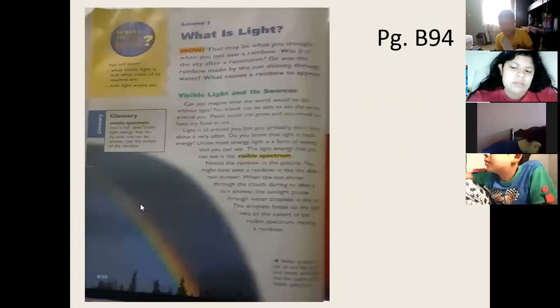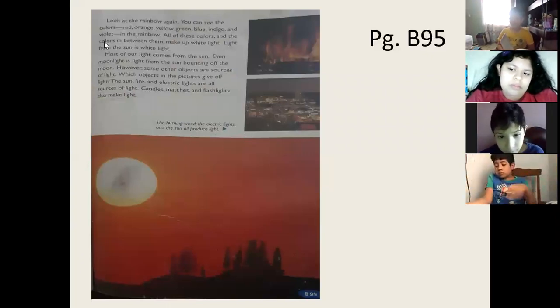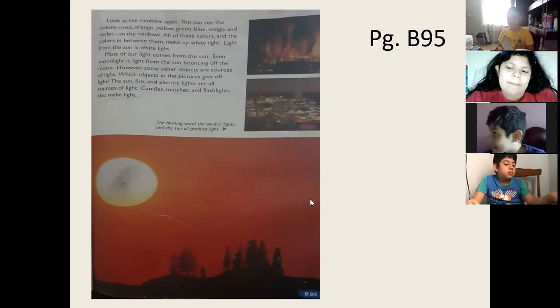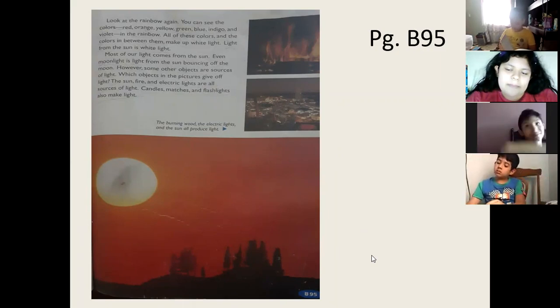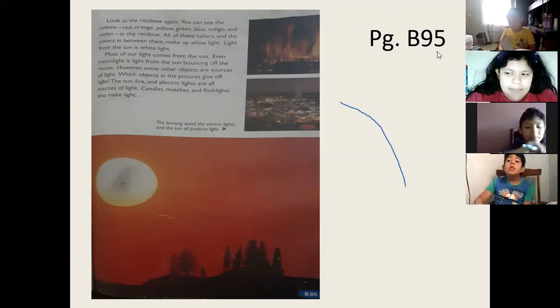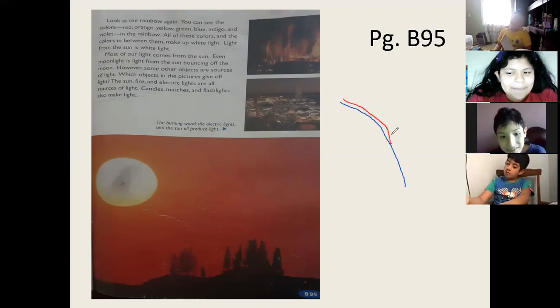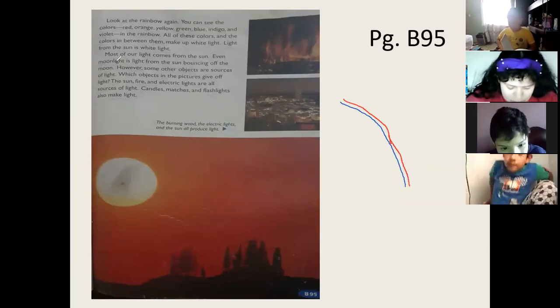Like, it says red begins here at the bottom. At the top, red, orange, yellow, green, blue, indigo, and violet. All of these colors and the colors in between them make up white light. White light, how is it? It tells us that between, for example, this is a red, this is a blue line. Let's say blue. Between the blue and the red, there is a white line here. Between each of the colors there is a white light. That's what it says here.